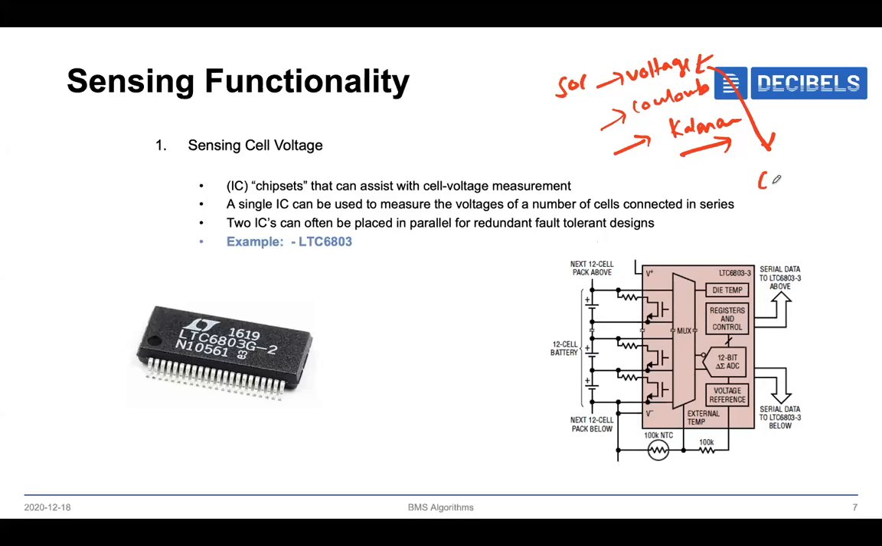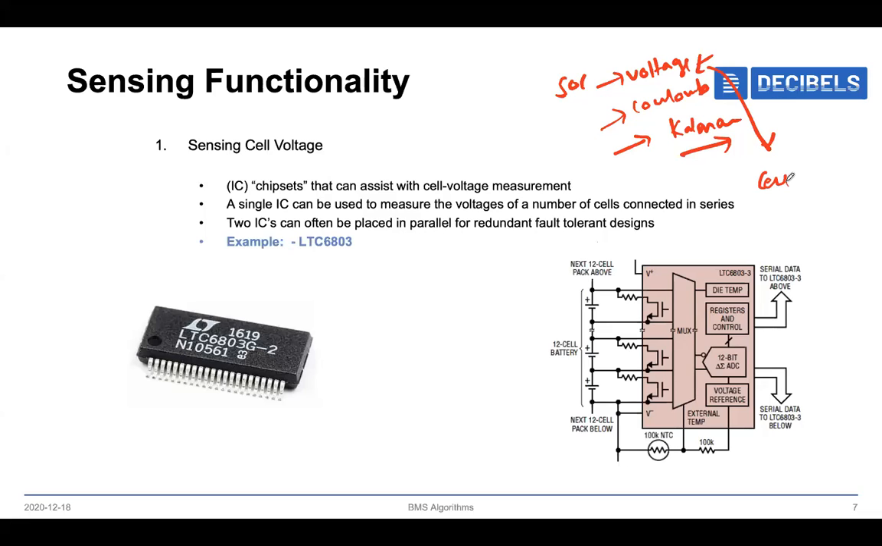And in cell balancing, as I told you before, we have two ways of doing the balancing: one is voltage based and the other is SOC based. If you're not measuring the proper voltage, then the cell balancing will also be affected. That's the reason we have to properly measure the cell voltages.